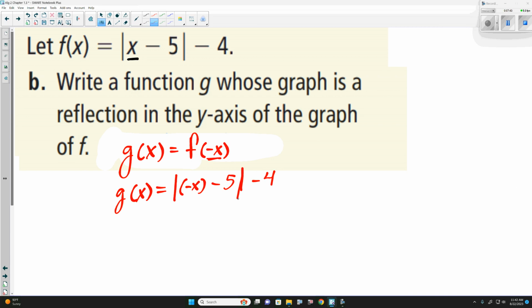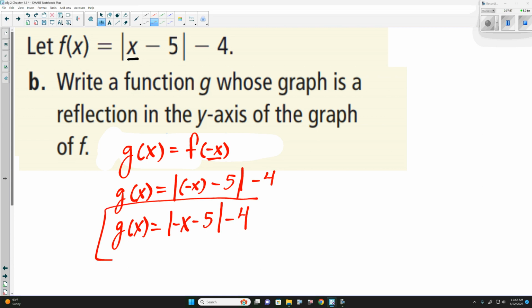Questions on this so far? Now at this point, guys, we can simplify a little bit, really just removing the parentheses and rewriting it back out. And that's our function.